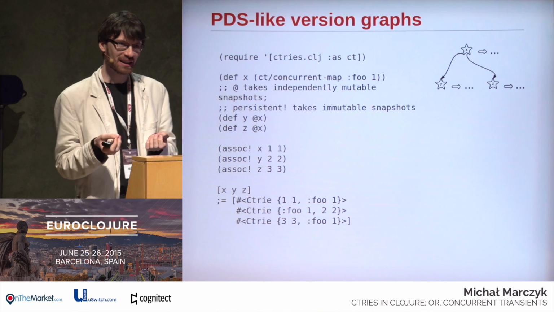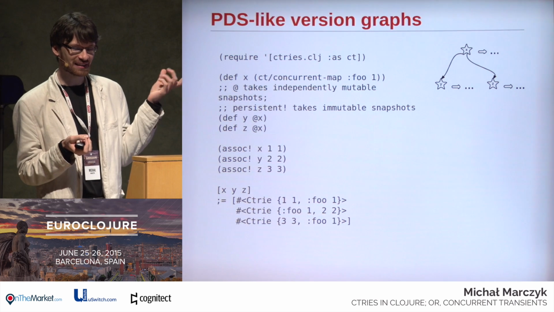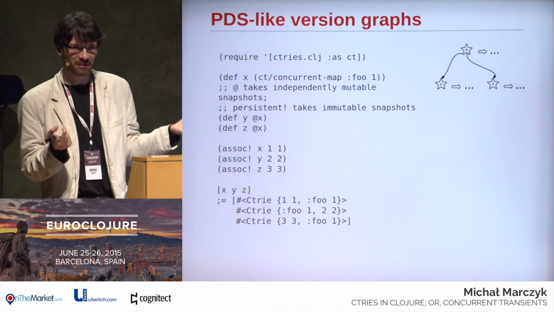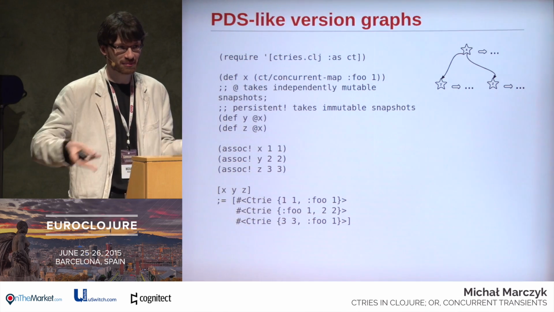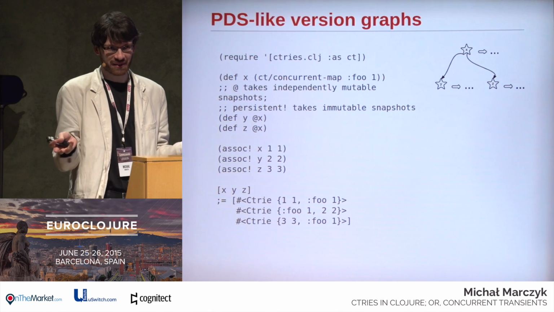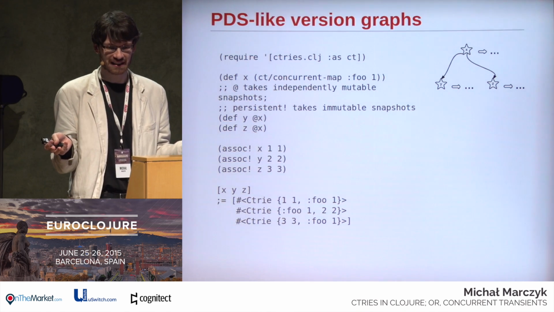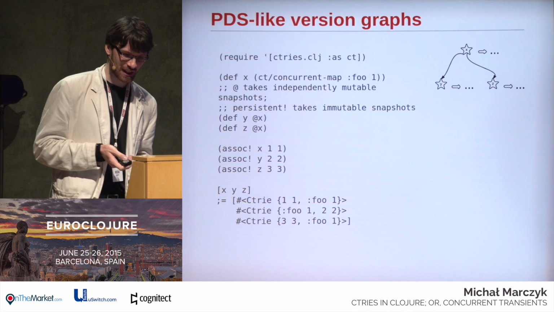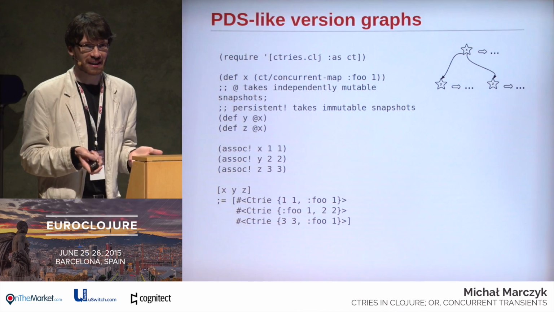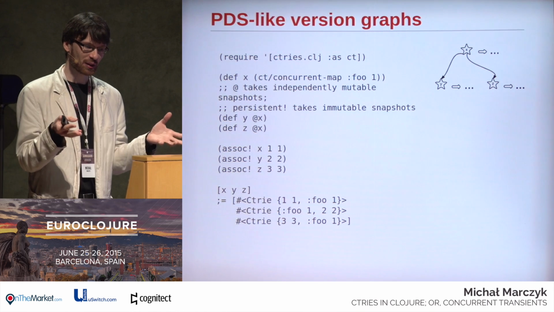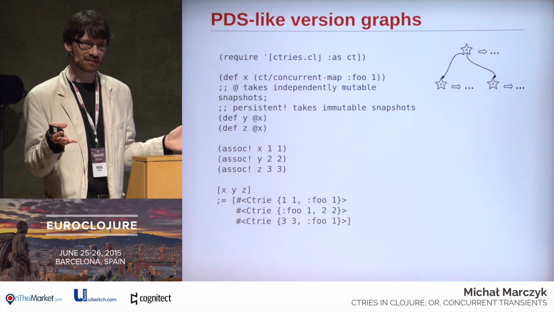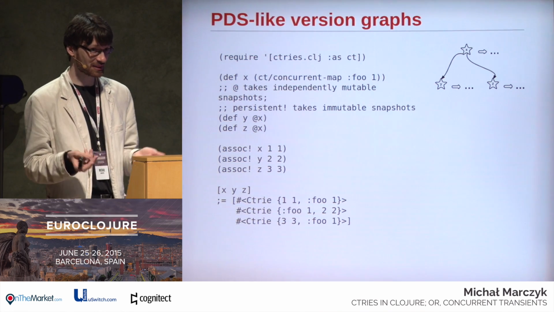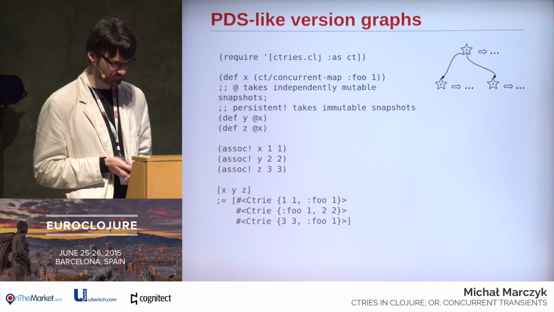But if you consider that those arrows and ellipses stand for arbitrary collections of update operations potentially running on multiple threads in parallel with no user-level locking, then things become a little magical. And hence the choice of stars to represent ctries. And really, this is the reason why I wanted to implement them. This combination of PDS-like version graphs and lock-free concurrent modifiability. I really wanted to know how that works under the hood.